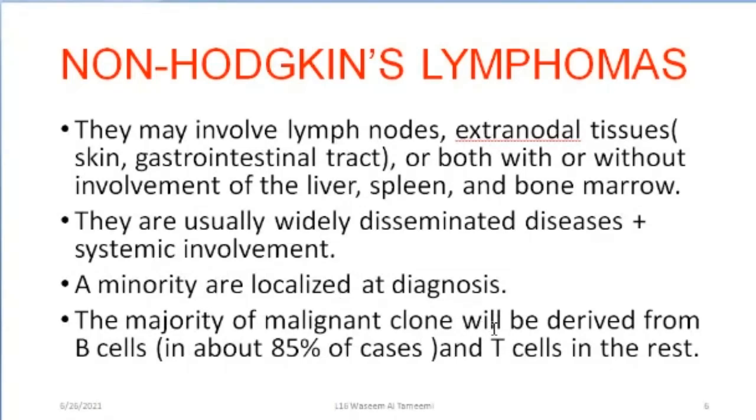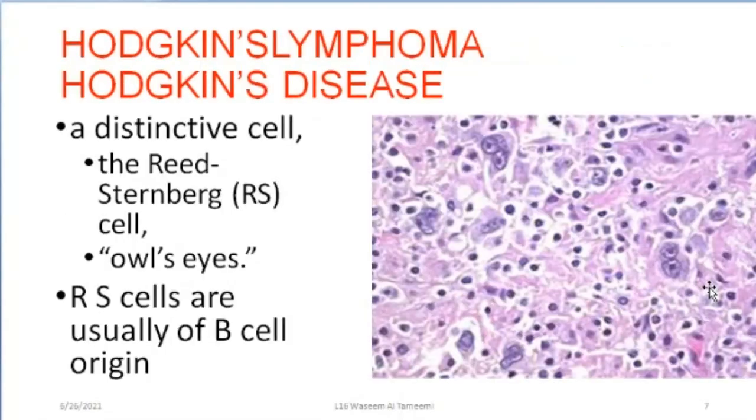Majority of malignant clone will be derived from B cells. So in non-Hodgkin lymphoma, in 85% of the cases, it is of B-cell origin. Only 15% of the cases of non-Hodgkin lymphoma are T-cell in origin.